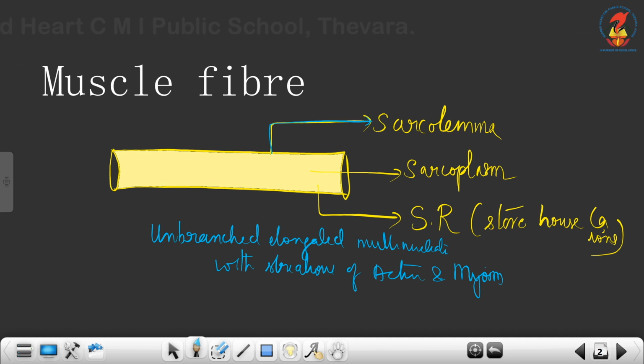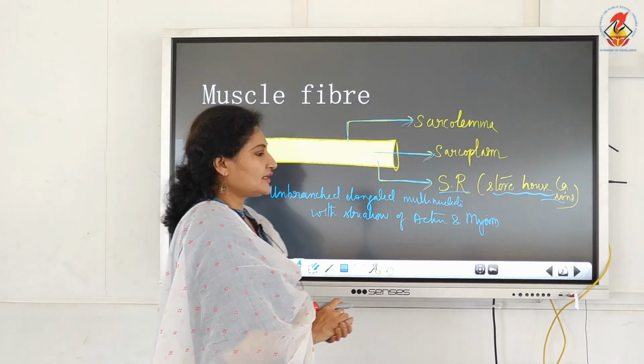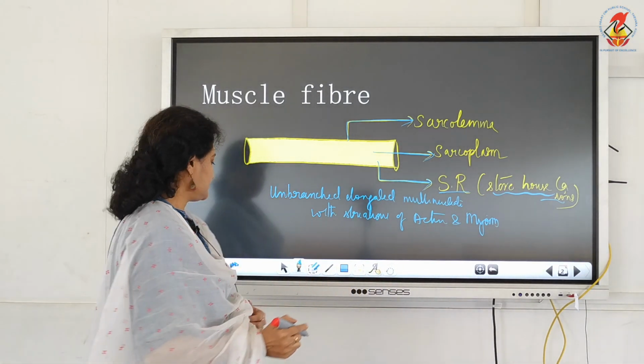The plasma membrane surrounding the muscle fibers is called the sarcolemma, the cytoplasm is called the sarcoplasm, and the endoplasmic reticulum, which stores the calcium ions, is known as the sarcoplasmic reticulum. Very, very important in context to the sliding filament theory. So, let us get started with a video clip.